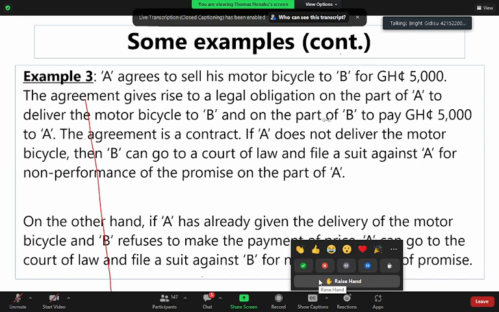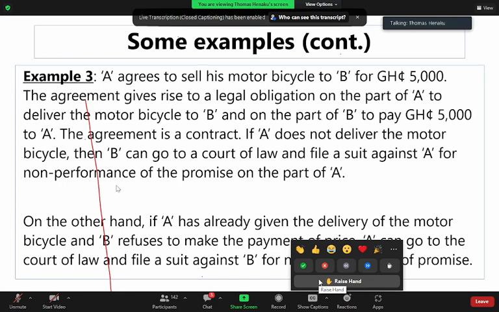Sir, please, my question is, assuming I'm a car dealer, like the contract says, and then the person defaults, doesn't that mean I can go to court and file a case against the person because I'm selling? You had a legal obligation, to the extent that that agreement had a basis in law. Yes, you can. That's basically what we're saying. Oh, okay, nice. Thank you, sir. Yes, good. Thank you.